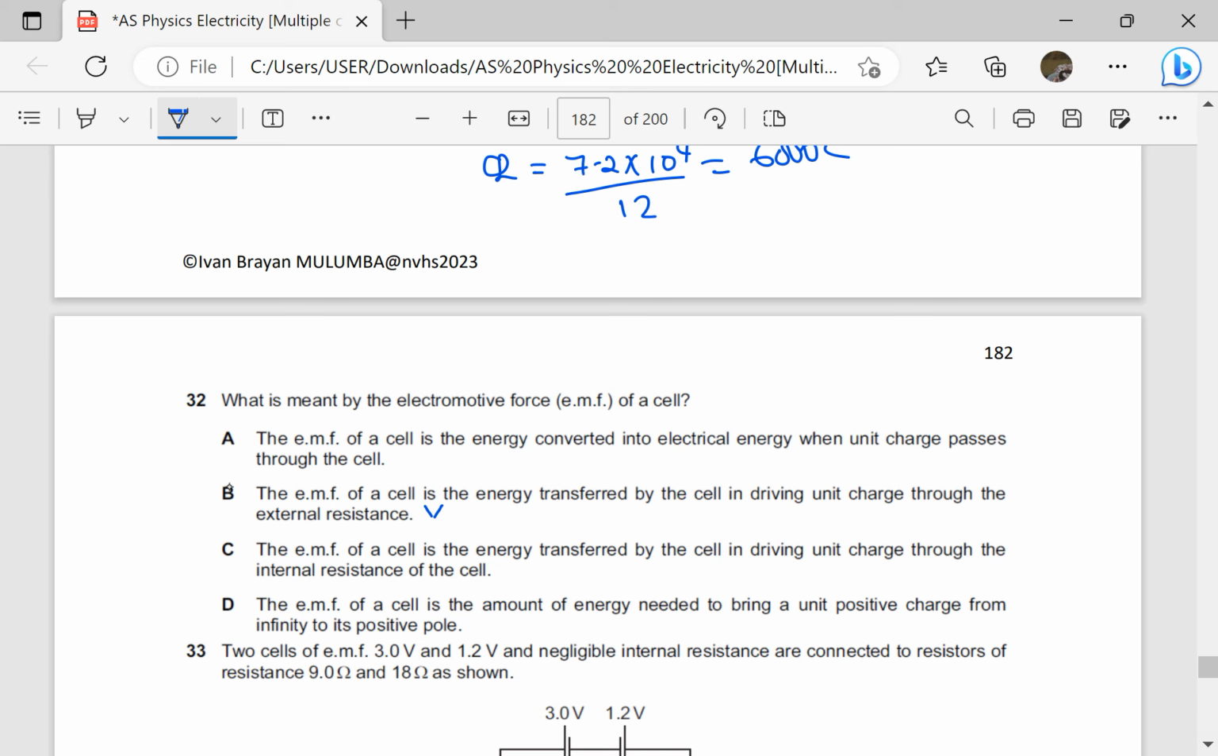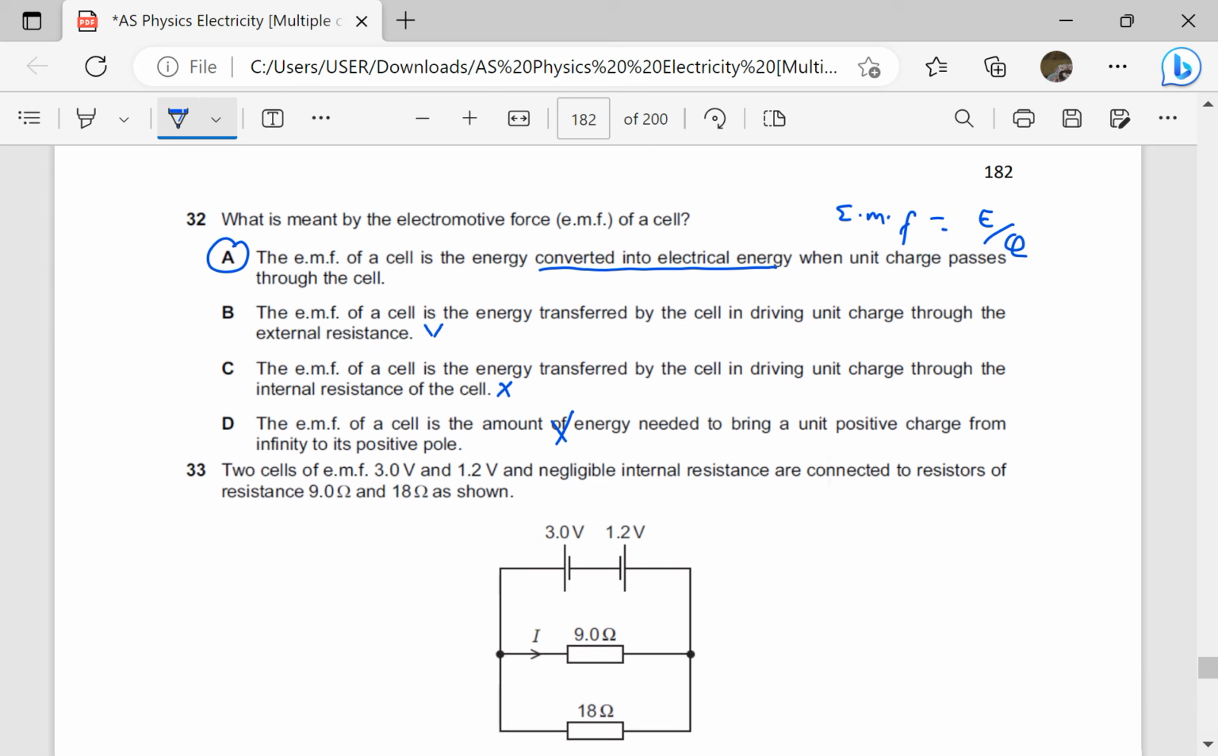The energy transferred by the cell in driving unit charge through the internal resistance, that is lost volts. The energy transferred in the EMF of the cell is the amount of energy needed to bring a unit positive charge from infinity. That is not EMF. So the answer is going to be A. The EMF of the cell is the energy converted into electrical when a unit charge passes through the cell. So that is EMF. EMF is actually energy per unit charge, but is energy transformed from other forms into electrical per unit charge.